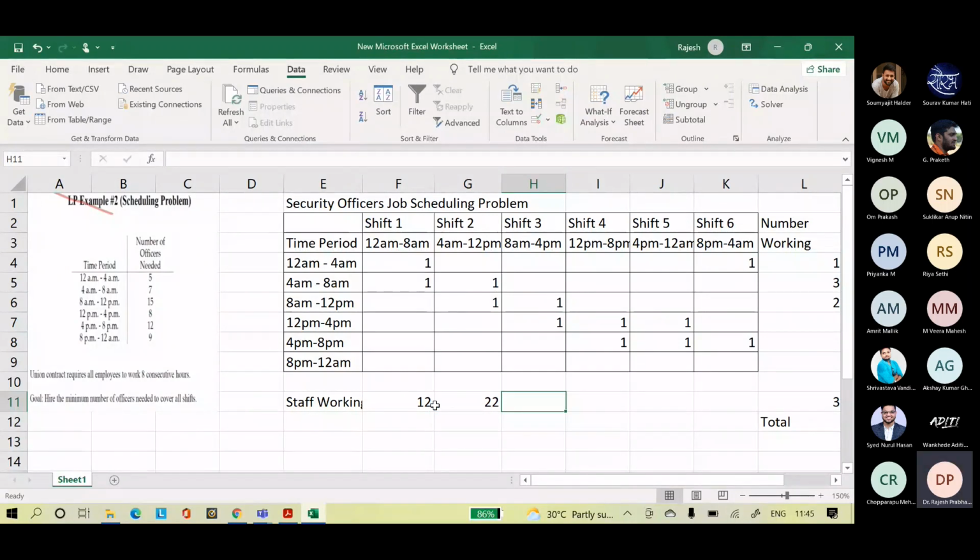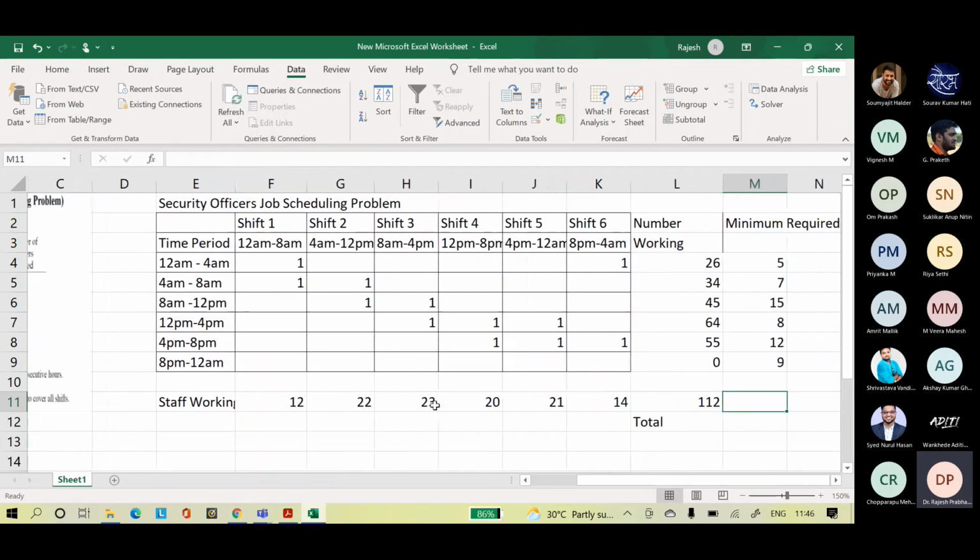And then between 8 a.m. to 4 p.m., 23 people working. 12 p.m. to 8 p.m., we have 20 people working. 4 p.m. to 12 a.m., we have 21 people working, and 8 p.m. to 4 a.m. we have 14 people working. Right?